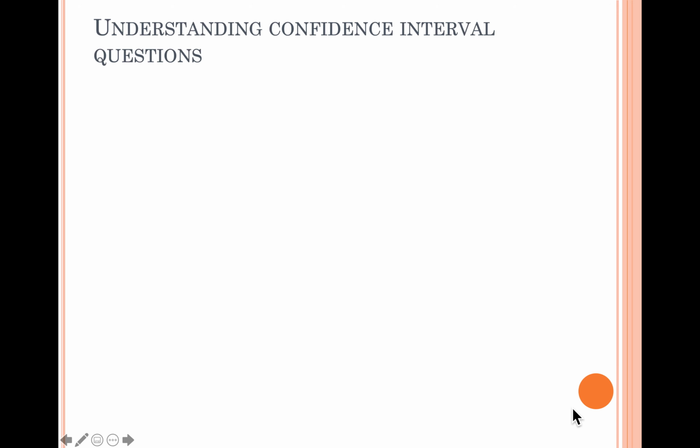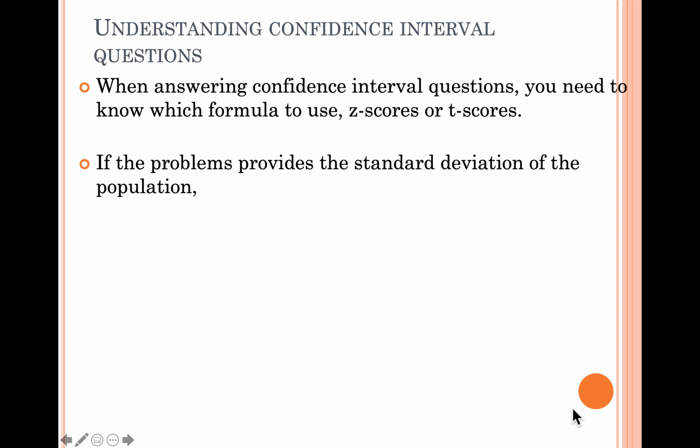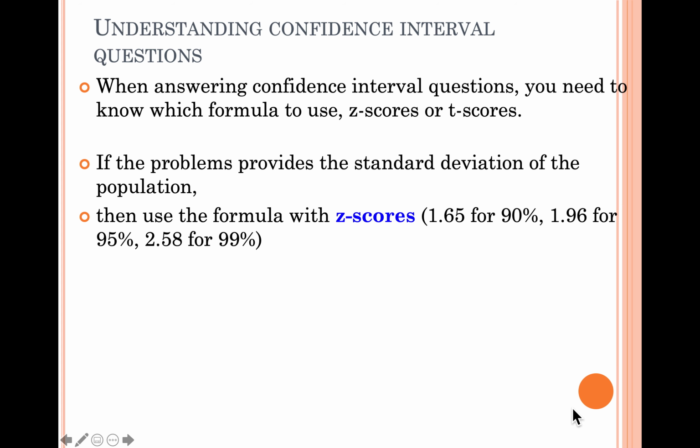So when you do confidence interval questions, you are going to be faced with a question of whether or not it's a problem involving z-scores or a problem involving t-scores. If the problem gives you a standard deviation for the population, then you are going to be using z-scores. And the z-scores that you should memorize or put on a note sheet are 1.65 for a 90% confidence interval, 1.96 for a 95% confidence interval, and 2.58 for a 99% confidence interval.